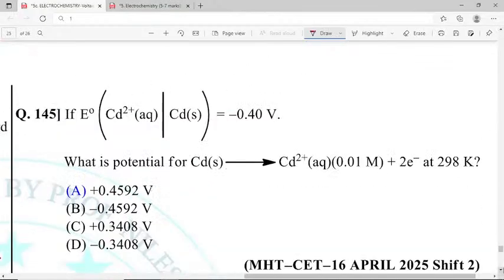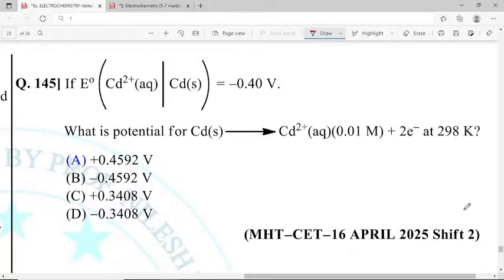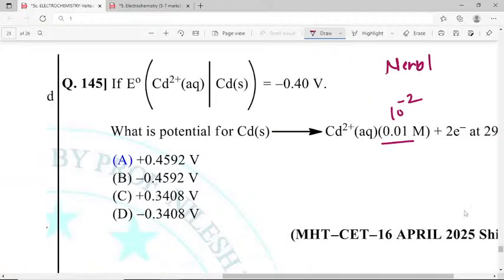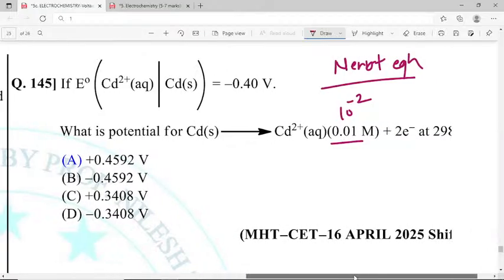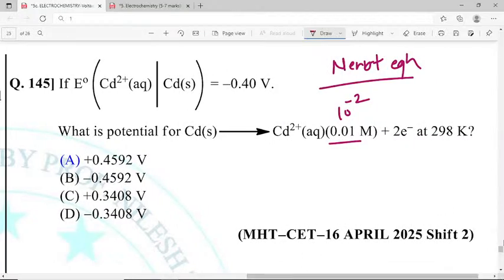Same question here. Concentration 10 to power minus 2. Same Nernst equation. Solve the question using the Nernst equation. It is the same question, repeated. Answer 0.4592.